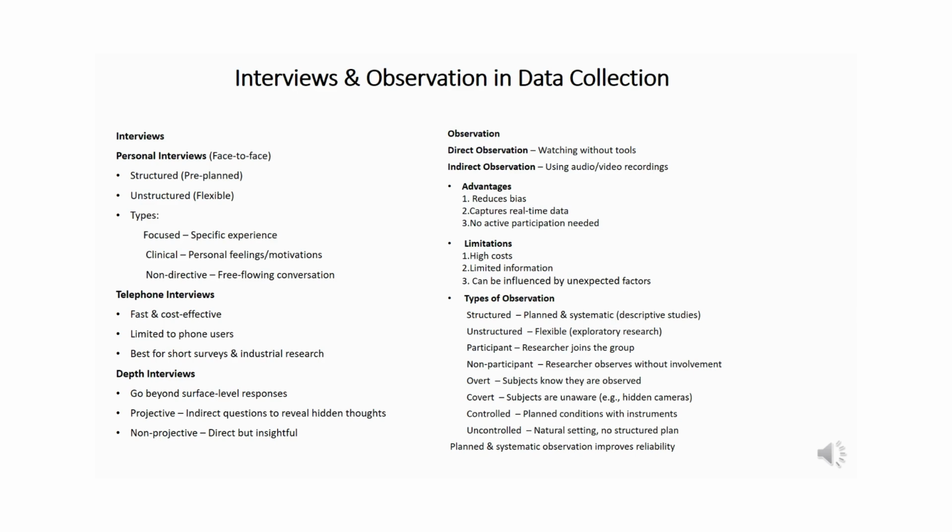Overt observation means subjects are aware they are being watched, while covert observation is done secretly, such as using hidden cameras. Controlled observation happens in a planned setting with instruments, whereas uncontrolled observation takes place in a natural environment without a strict plan. A well-planned and systematic observation process improves the accuracy and reliability of the data collected.